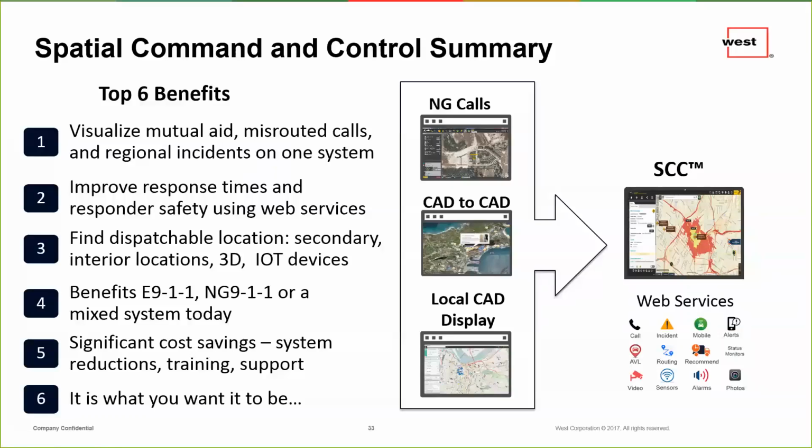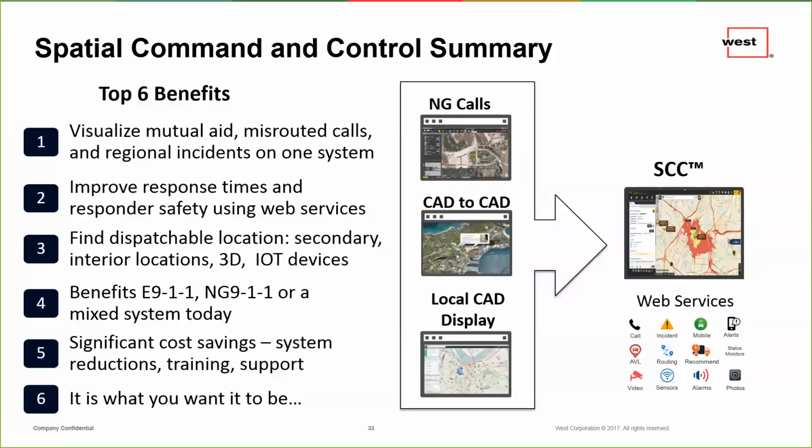And will it work for E911? Absolutely. You could have a statewide E911 display today. And you could press the button to switch it from E911 location services to next-gen 911 location services. It's that easy. You just change your schema. Why can't I do that today? Why can't I buy a system that does that today?